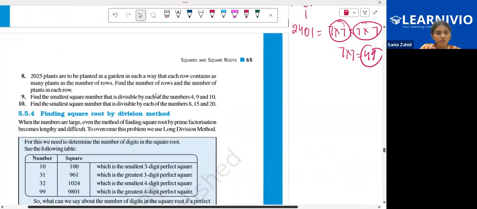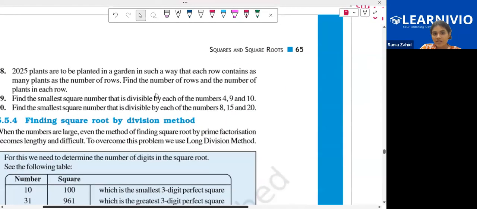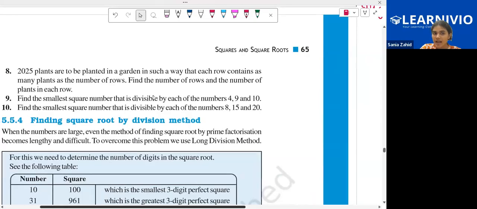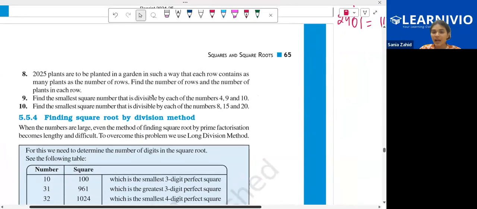We will practice one question. We are on the second one now. So this question says 2025 plants are to be planted in a garden in such a way that each row contains as many plants as the number of rows. So what happens? The number of plants and the number of rows you have to multiply to get 2025. Okay, so you have to find the number of rows and the number of plants in each row. For example, there are 10 rows. So they are planting 10 plants in one row.